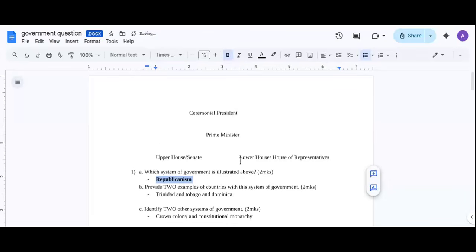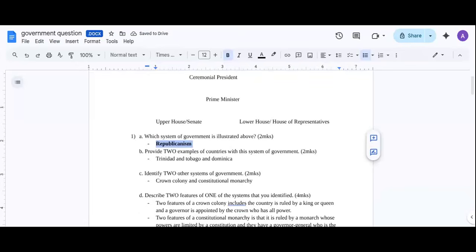Provide 2 examples of countries with this system of government. The answers we have here is Trinidad and Tobago and Dominica. But give me 2 other countries that are republicanism. Anyone? Might just be your country. So we have Trinidad and Tobago and Dominica. Where else is a republic? Which other country in the Caribbean? Guyana, very good. One more.